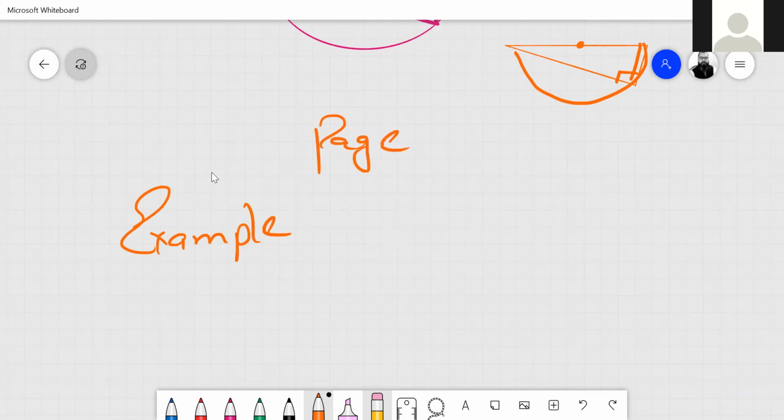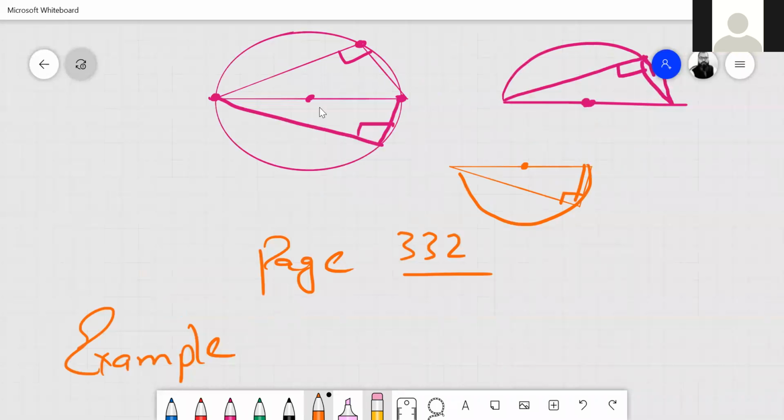Page 300. O is the center of the circle. AP and BP are the tangents. Calculate the angle at P. The angles at A and B are right angles. This we are clear about. We are very much sure of this rule.